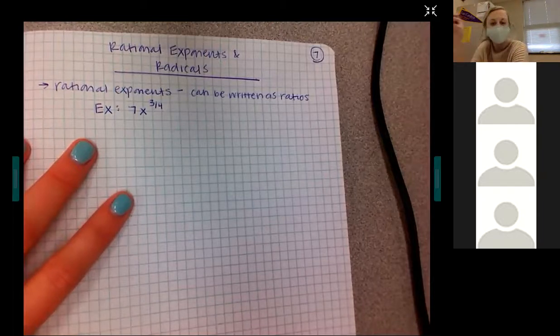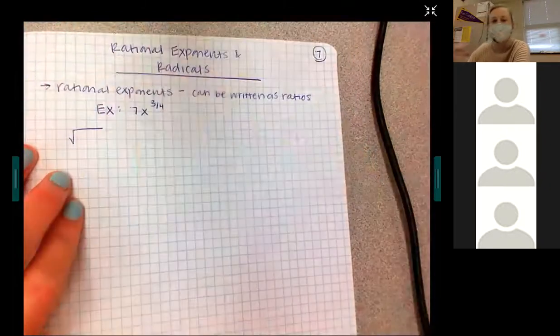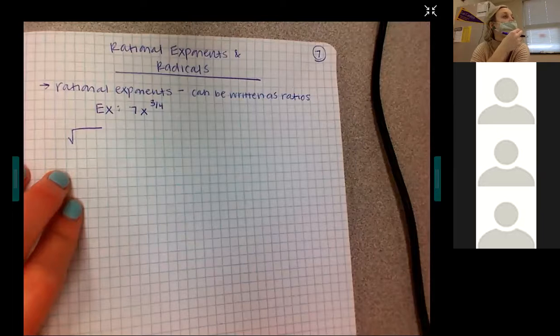What are these called? Somebody from home, y'all can talk to me too. I got y'all up on the big screen. Radicals. Yes, if you have a fractional exponent, if your exponent is a fraction, you can express that as a radical. This is very new. You're probably like, what the heck? Those things are related? Are y'all with me?